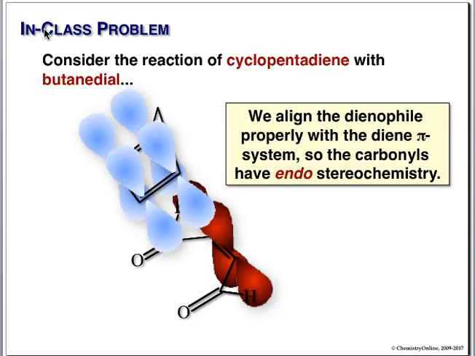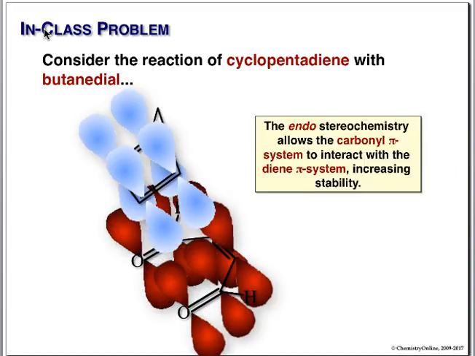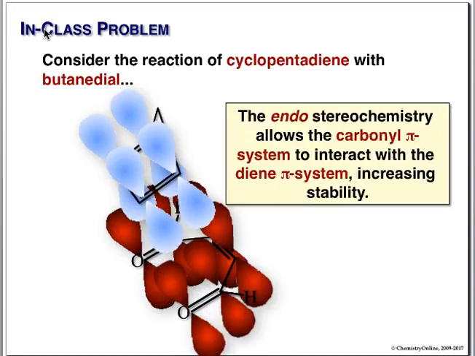But in this example, these carbonyls also have electrons, don't they? And they're actually in p orbitals. And they look something like this. Now, we've taken the ends of our dienophile and we've tucked it underneath all of these orbitals. So they all get to interact with each other. This is a stable arrangement. The more overlap you have, the better you are.